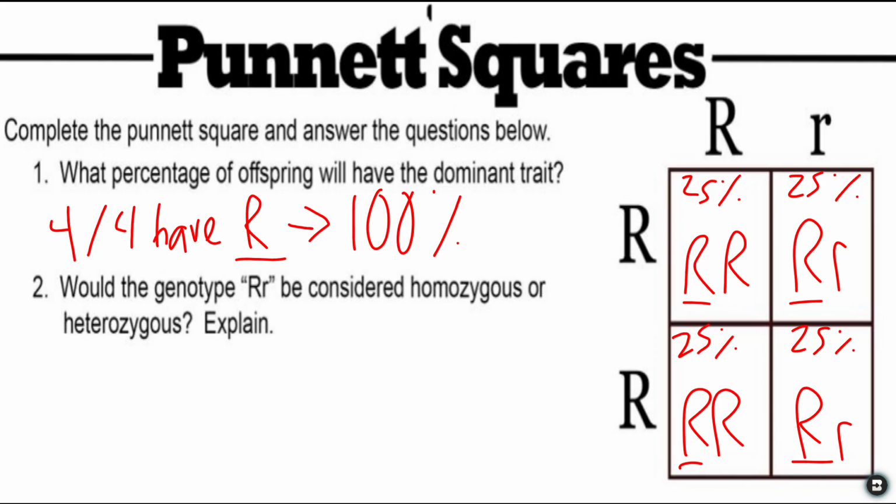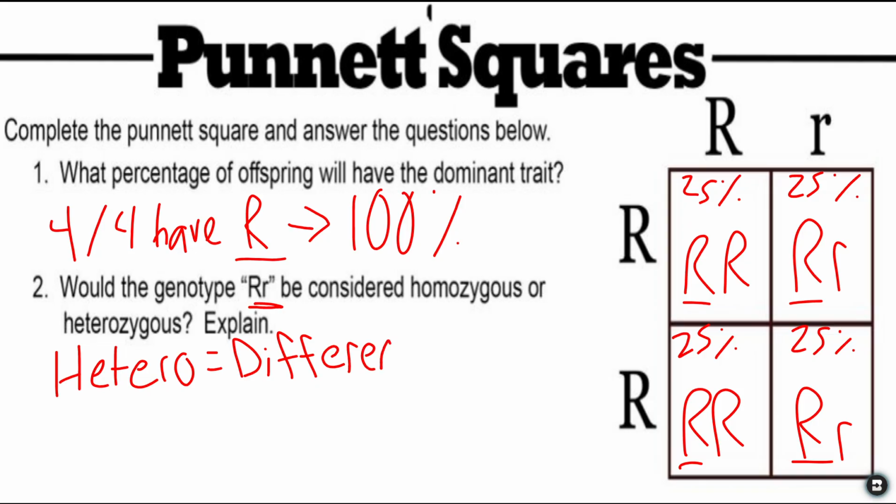Number 2 says, what would the genotype big R, little r, dominant R, recessive r be considered, homozygous or heterozygous? Remember, hetero means different. So we would say big R, little r would be heterozygous.